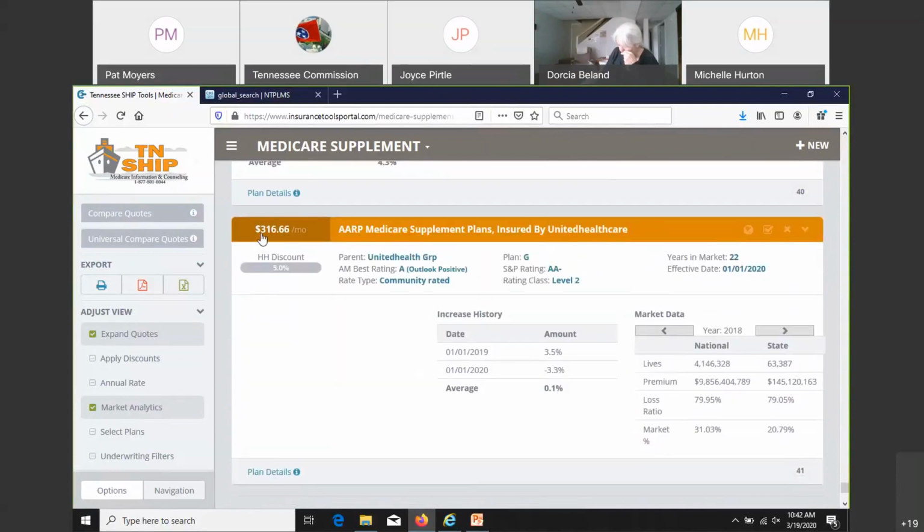And you'll see that the lowest costing Plan G policy is $90.05. The most expensive Plan G is $316.66. Now, this is because when you're first eligible for Medicare, you have a 6-month window. Some people will refer to it as your Medigap open enrollment period. I call it your 6-month guaranteed issue rights period.